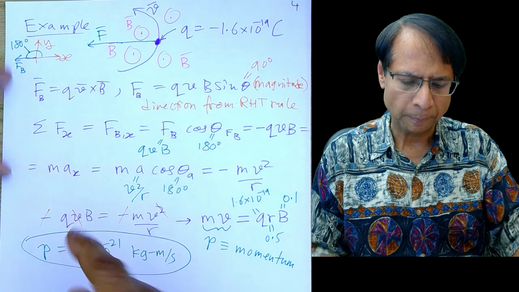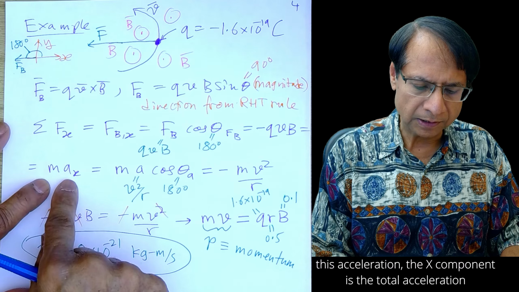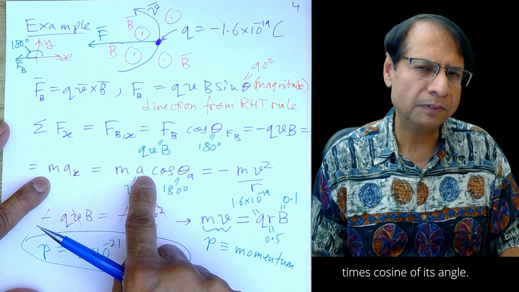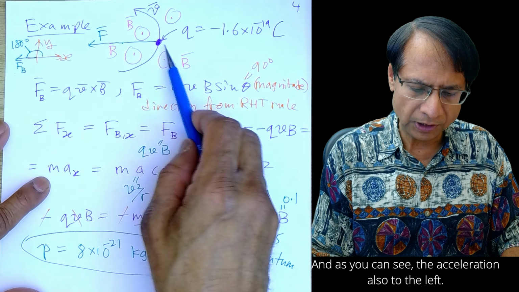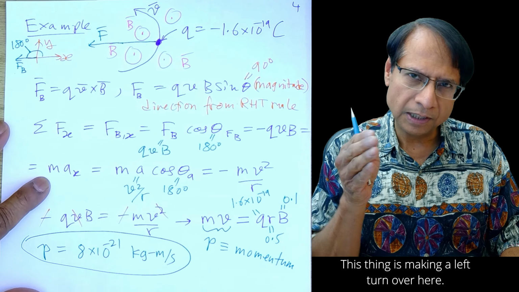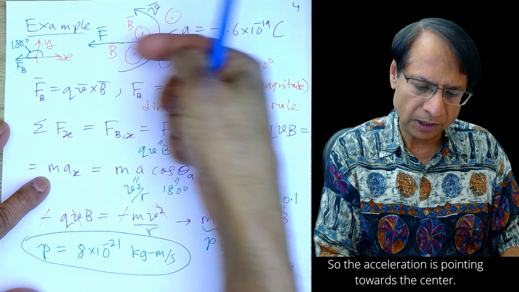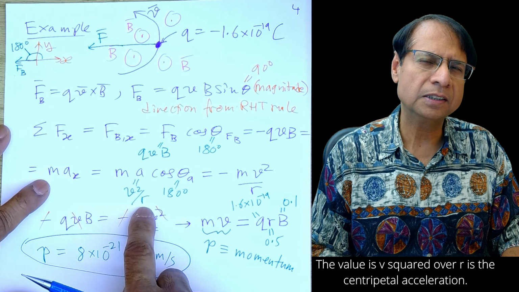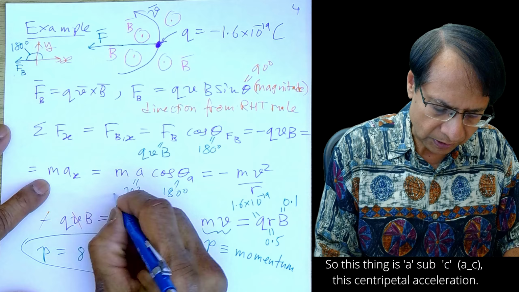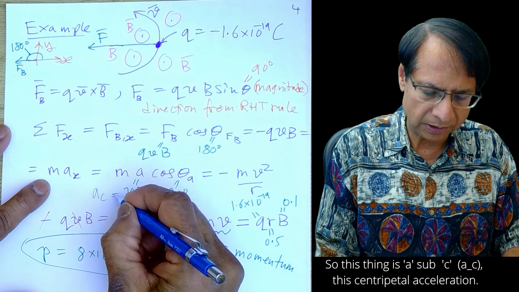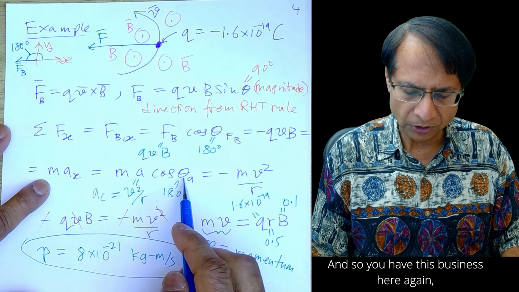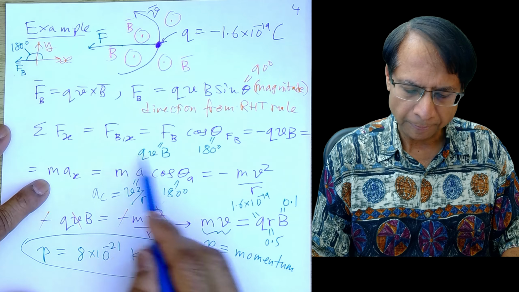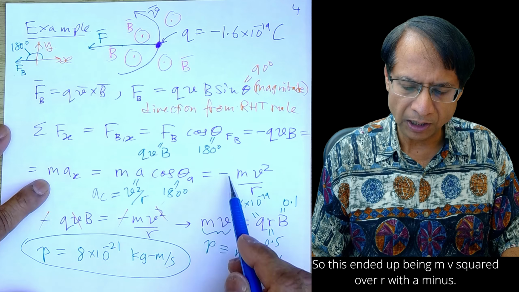Now for the acceleration, the x component is the total acceleration times cosine of its angle. And as you can see, the acceleration is also to the left. This thing is making a left turn over here. So the acceleration is pointing towards the center. The value is v squared over r, the centripetal acceleration. So this thing is a sub c, this centripetal acceleration. And so you have this business here. Again, the cosine of 180 will generate a -1. So this ends up being m v squared over r with a minus.